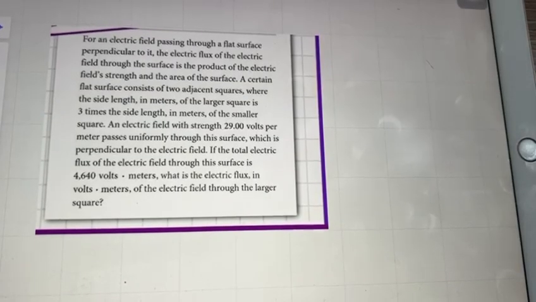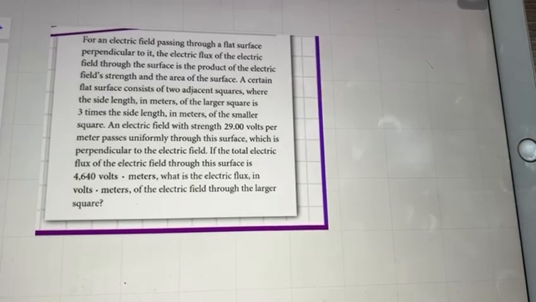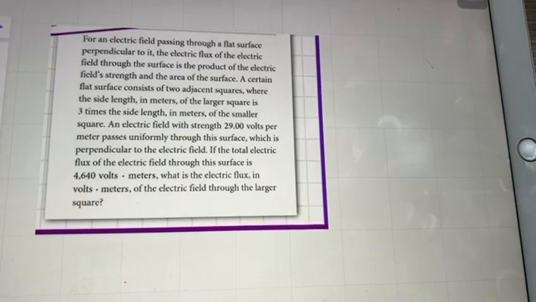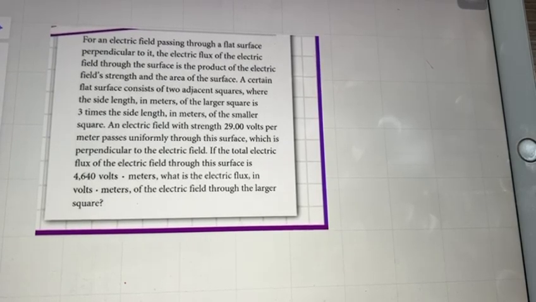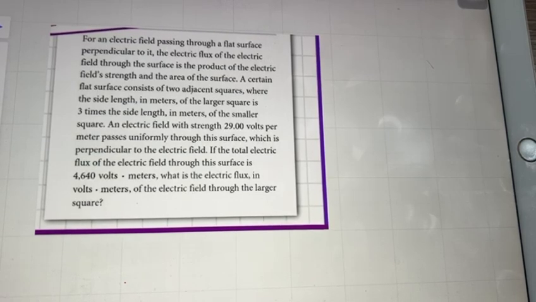For an electric field passing through a flat surface perpendicular to it, the electric flux of the electric field through the surface is the product of the electric field strength and the area of the surface. What did we just read? A certain flat surface consists of two adjacent squares, where the side length in meters of the larger square is 3 times the side length in meters of the smaller square. An electric field with strength 29 volts per meter passes uniformly through the surface, which is perpendicular to the electric field. If the total electric flux of the electric field through the surface is 4,640 volt meters, what is the electric flux in volt meters of the electric field through the larger square?